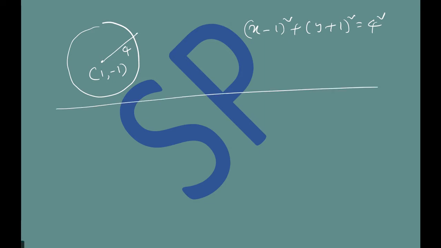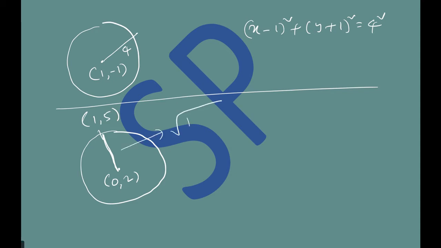Now, one more problem. Find equation to the circle having center at (0, 2) and passing through a point (1, 5). See, to find equation to the circle, we need center and radius. So you just find distance between these 2 points, which will give you the radius. So we observe that radius is nothing but root of 1 plus 3 square, that is root 10. Therefore, equation to the circle is (x - a)² + (y - b)² = (root 10)². Now, if you want, you can simplify bringing all the things to one side.